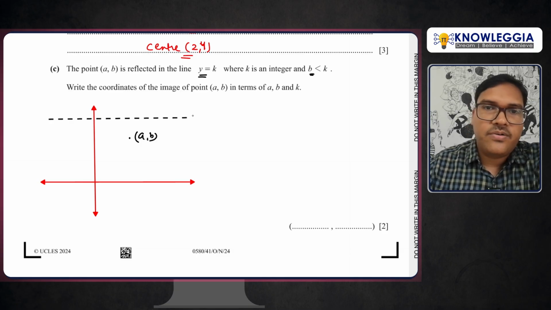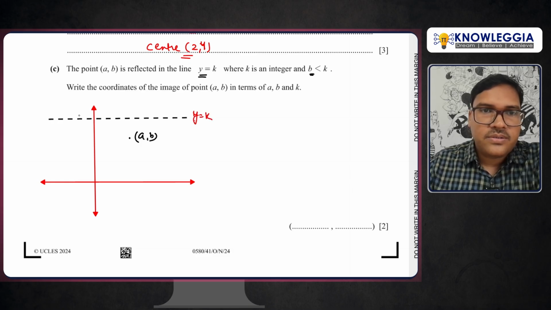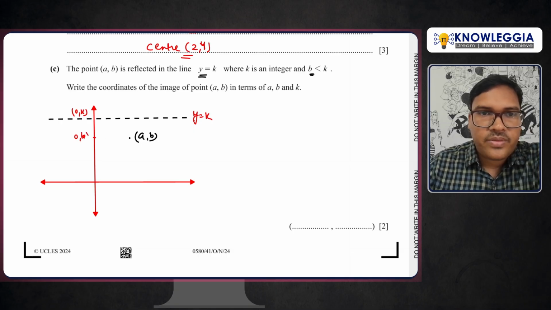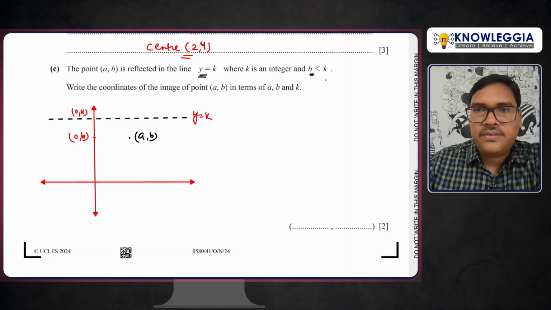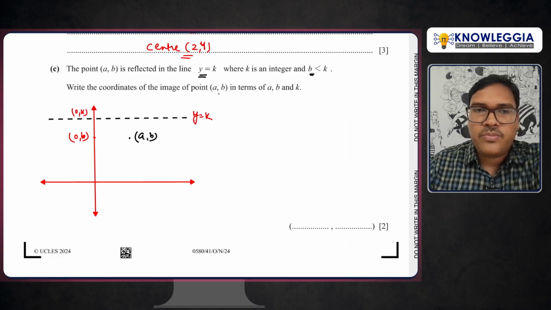Why have I drawn y above? This is the line y equal to k. Because this is the point 0 comma k, and you can see this is the point 0 comma b. Right? Because I've just drawn like this. Now k is greater than b, so this line has to be above this. Now write the coordinate of the image of a comma b in terms of a, b, and k.